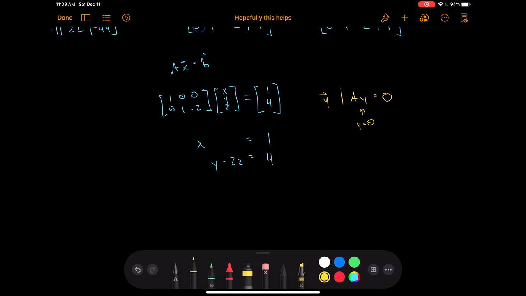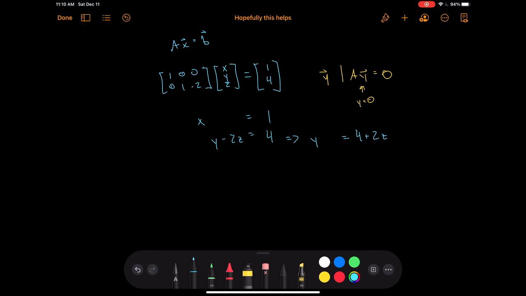But there are other vectors that will satisfy this equation, and that's what happens in this case. So to find the kernel, we're going to move all the terms that do not have a constant of 1 to the right side. And so what that means is x is equal to 1 stays the same, but the bottom part would be changed to y is equal to 4 plus 2z.